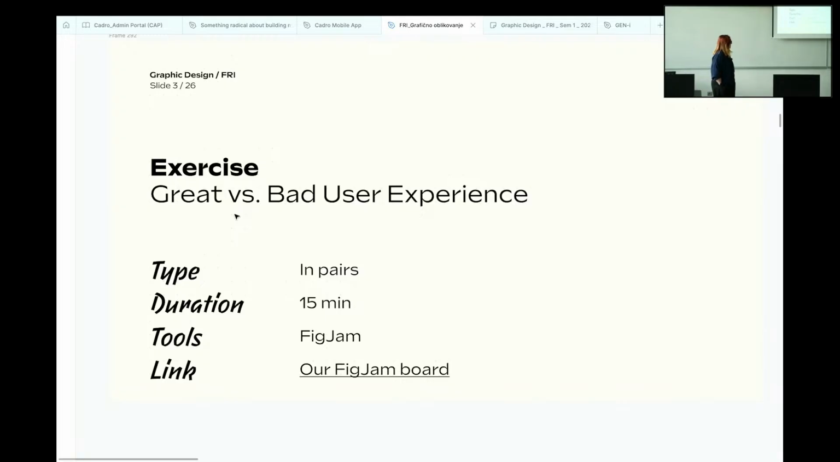So we won't do this in pairs, but I will ask the three of you to help me. I will ask you to find an app that you think has a good user experience. So can you think of an app that you would say has a good user experience? It can be an app, it can be a service, it can be an object.